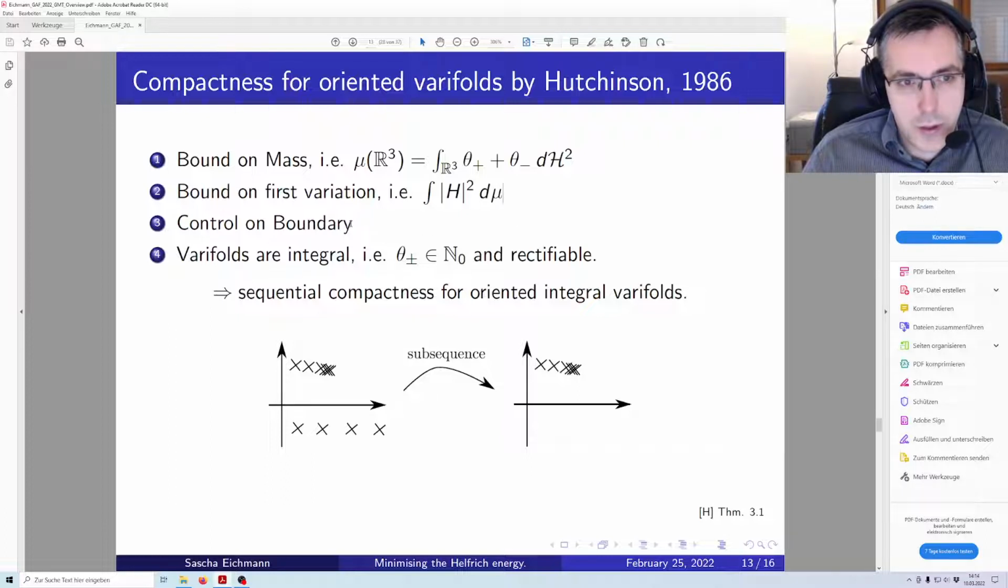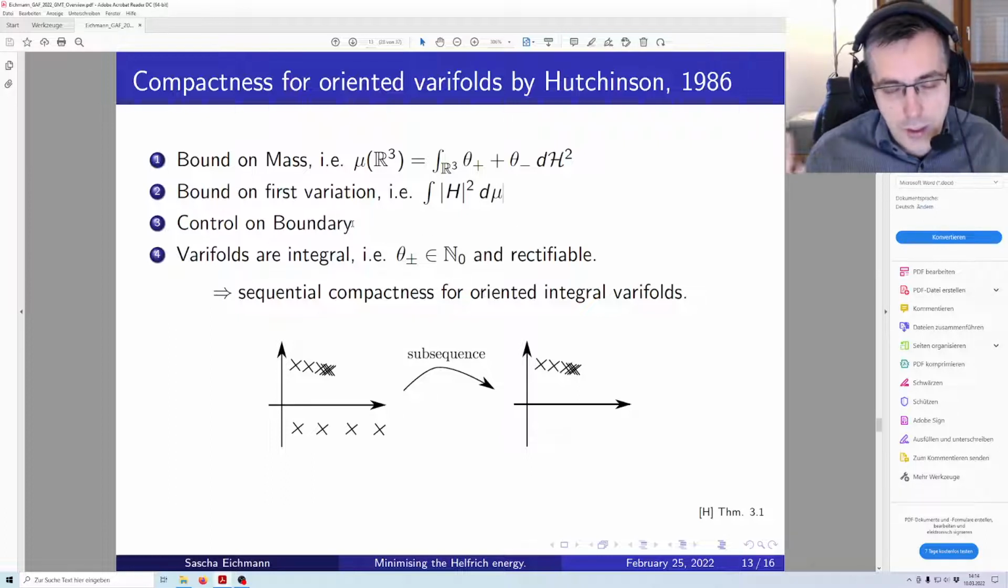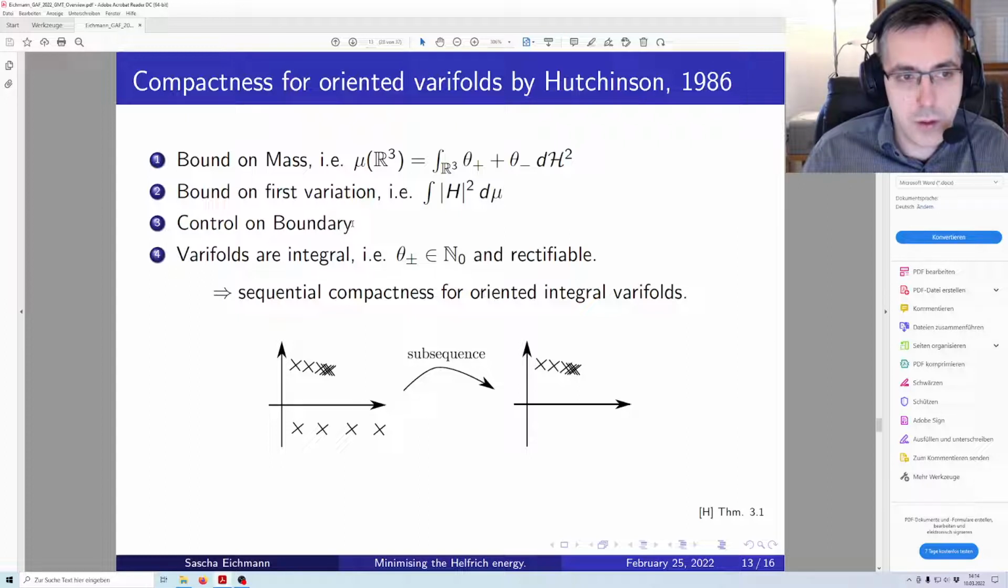The next step would be some control on the boundary. Since we do not have any boundary here, this is moot in our case, so I do not go into detail here. But this point would be a bit more technical. You would need to know what currents are, which is beyond the scope of this talk. But since we do not have any boundary, we don't have to worry about this.